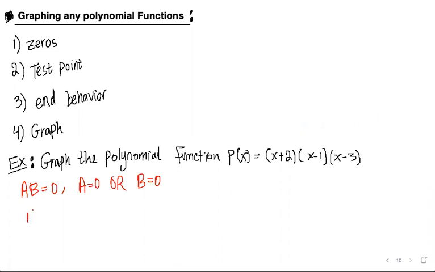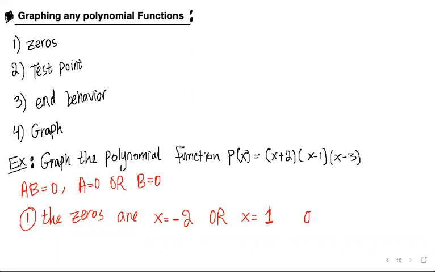So the zeros are x equals minus 2, or x equals 1, or x equals 3. This is the first step.